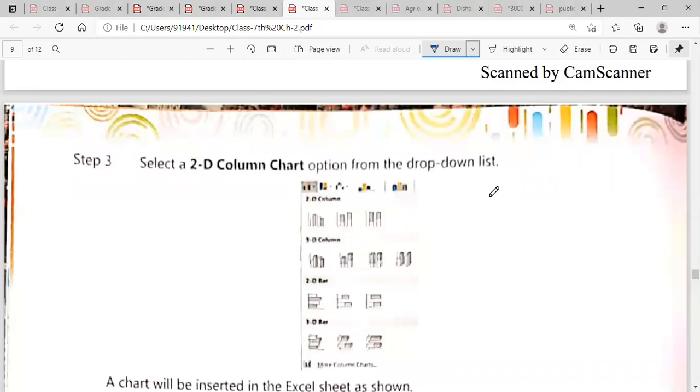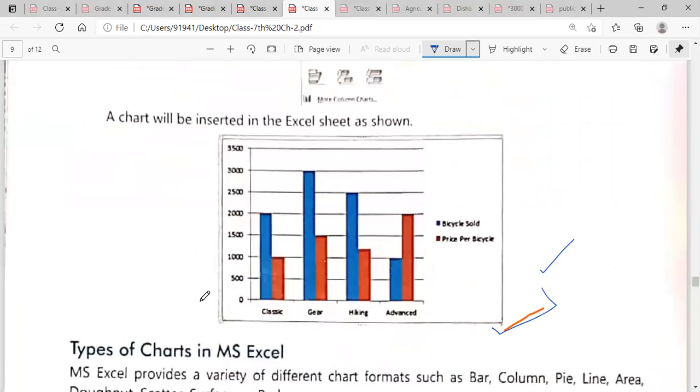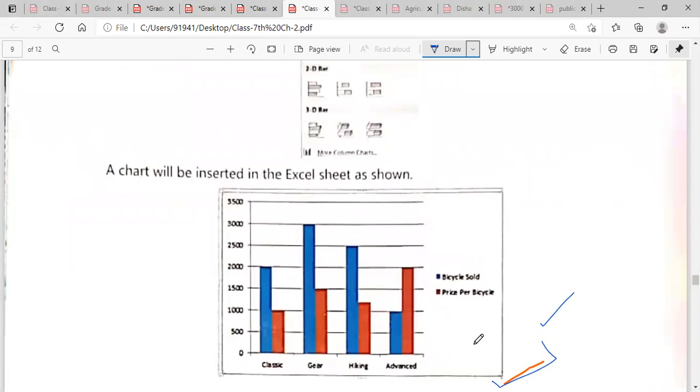Next, select a 2D chart. Here is a 2D column. 2D means we only select the x-axis and y-axis. And a chart will be inserted. This chart will be inserted on your sheet, and it will look like this. You can see the image here.